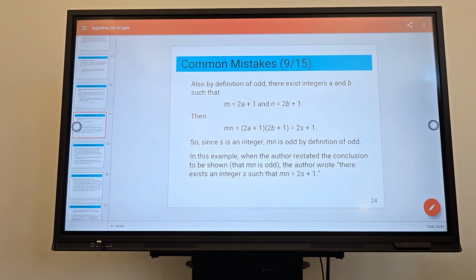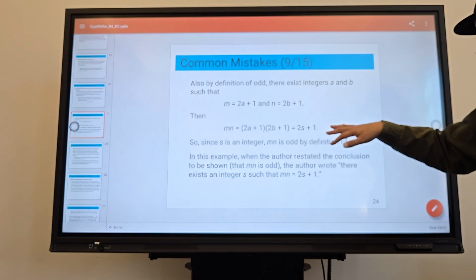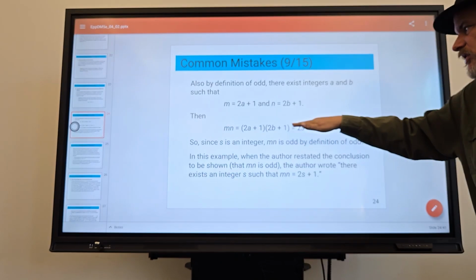Then you restate the conclusion to be shown. There exists an integer s. You're just restating the conclusion that you're trying to prove without actually proving it. You have to multiply things out and show why this equals this.